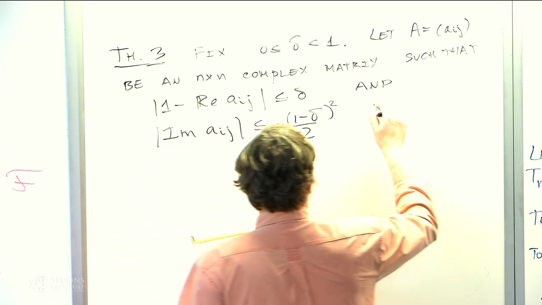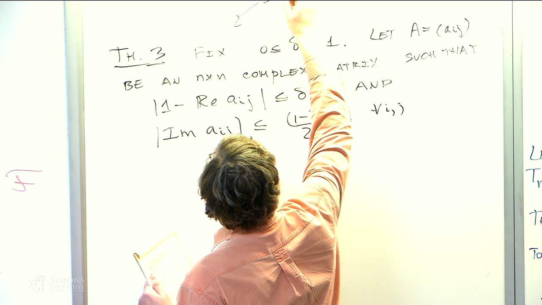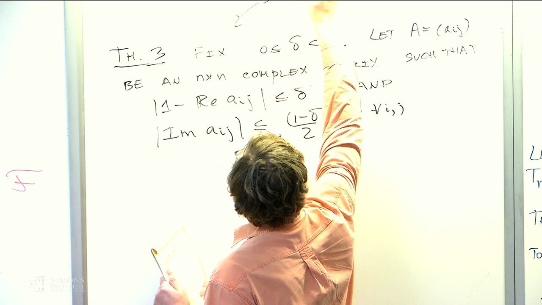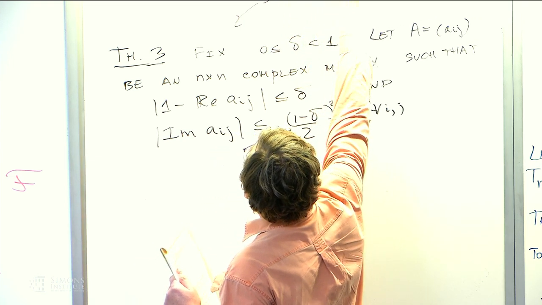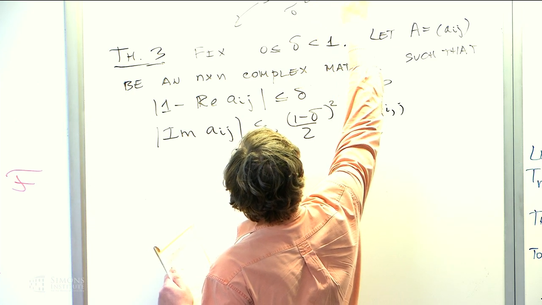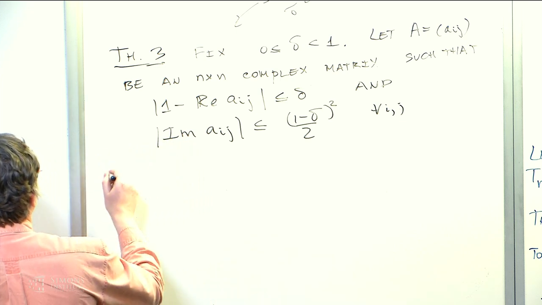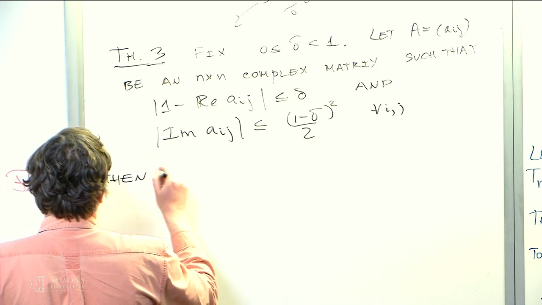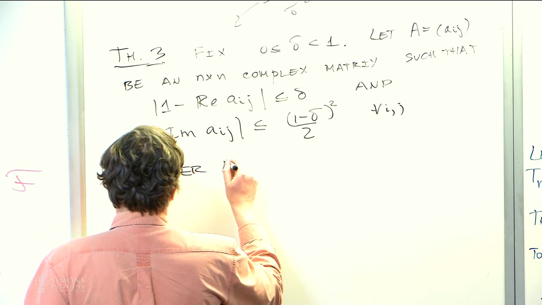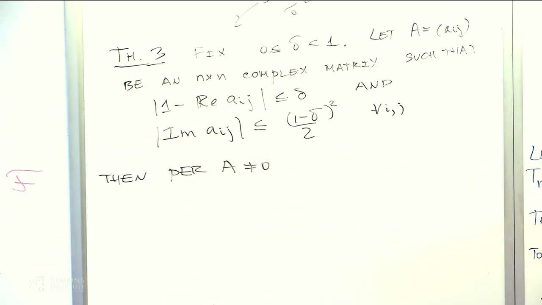So for all ij, so interesting case, when delta is close to 1, right? So then the permanent is not 0. From that, I'll deduce theorem 4.